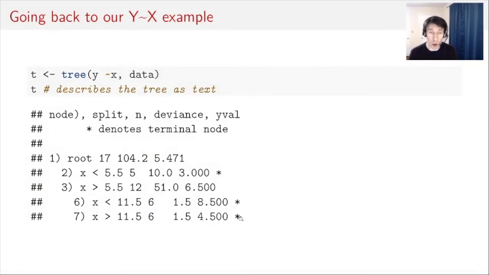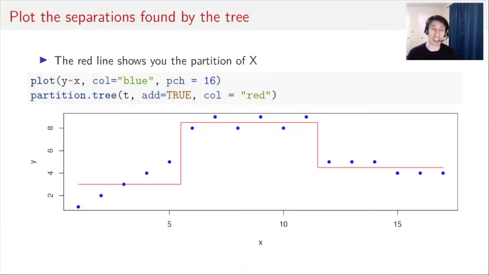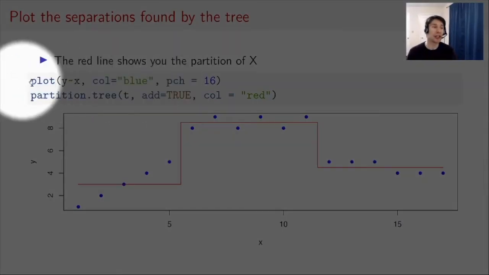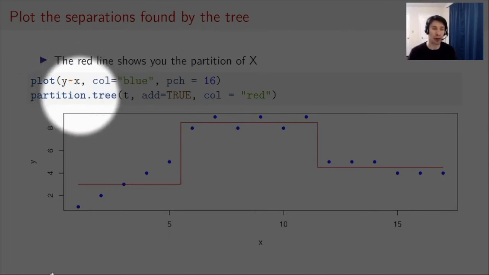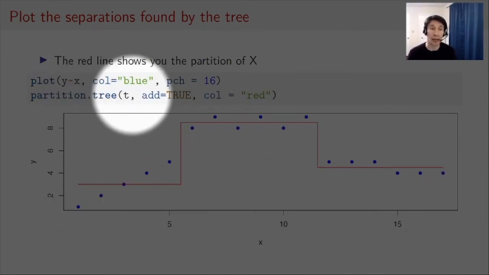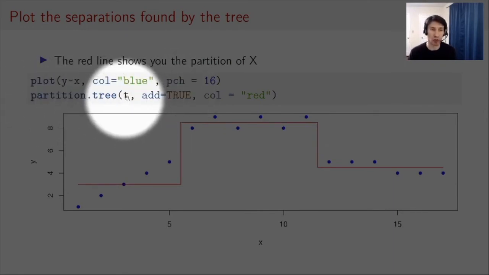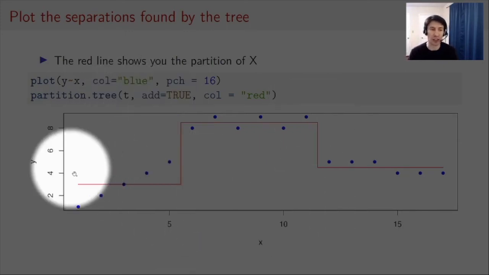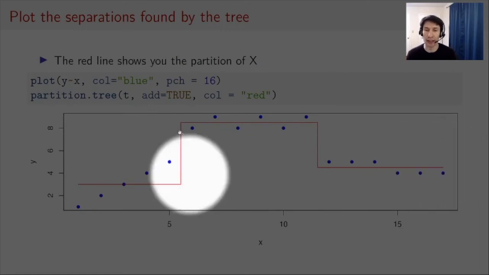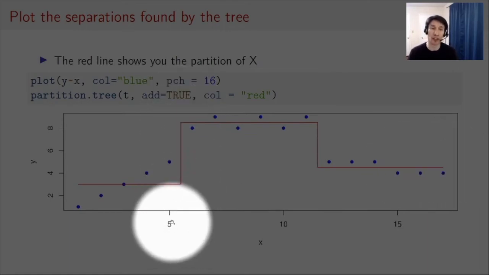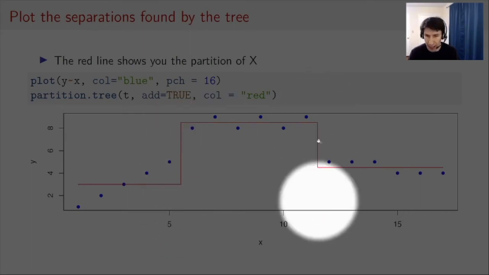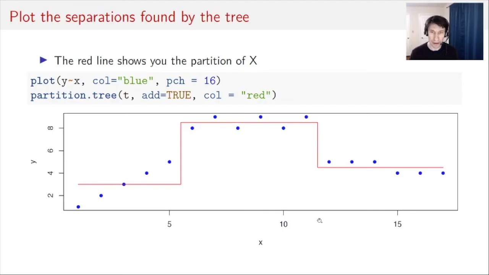All of these numbers look quite familiar, but let us look at it graphically. What we did here is we just plotted our y and our x in the background, and we asked it to overlay, with this add equals true command, the partition tree of our tree object. The partition tree is just this red line that shows us the partition, and it is the one that we were expecting, with a first split at 5.5 and a second split at, I guess, 11.5. So it's finding the same tree that we were expecting.